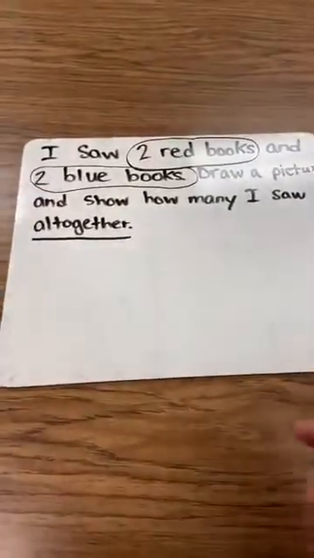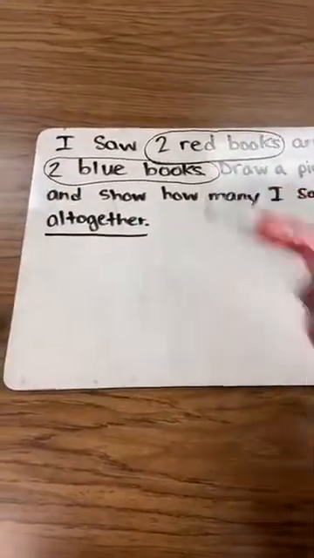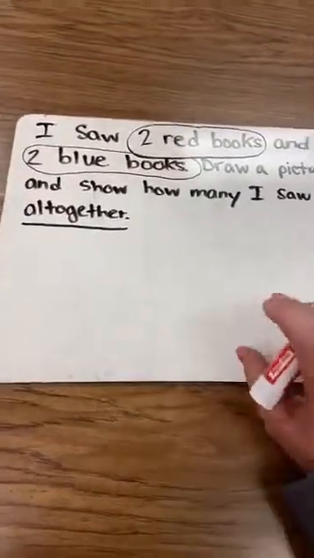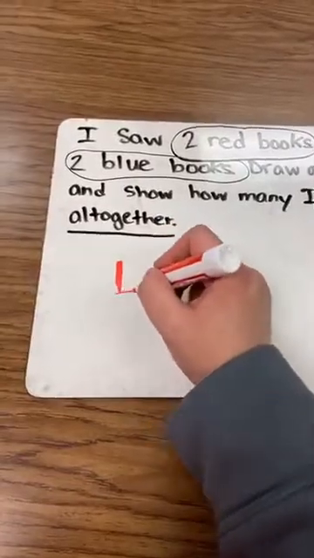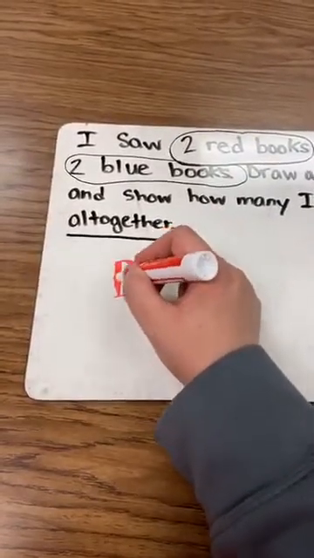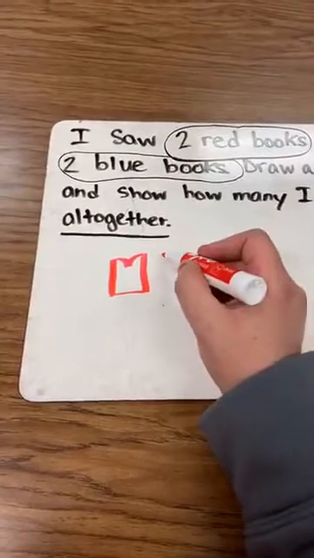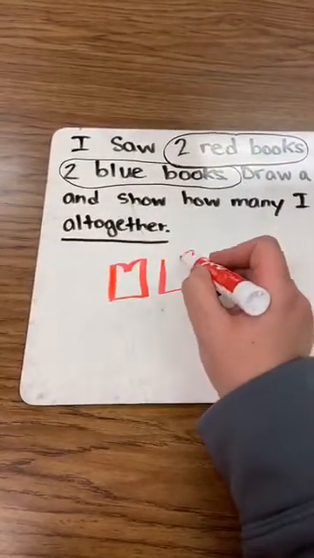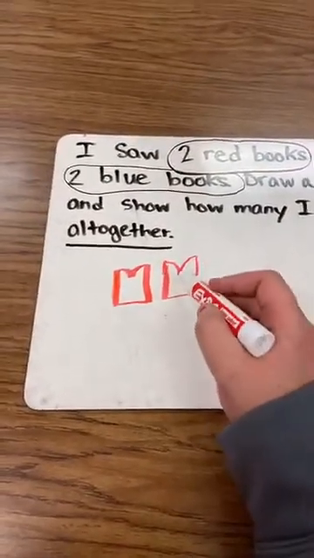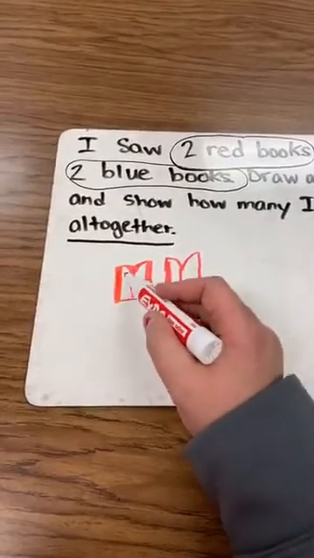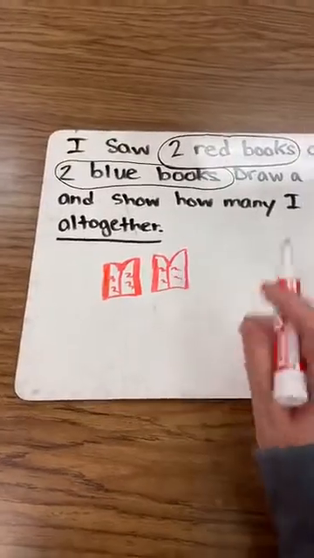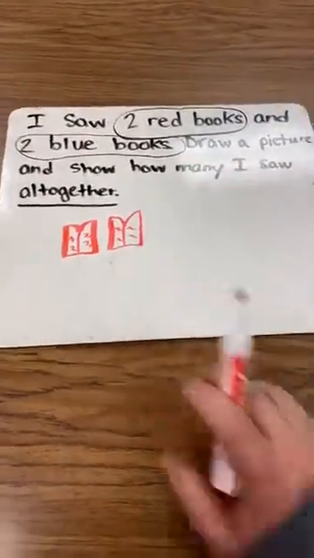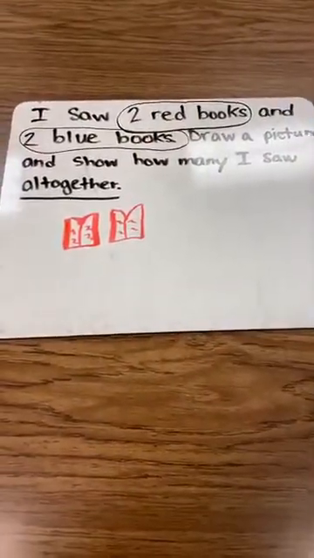How many red books did I see, everybody? 2. You're right. I saw 2 red books. So I'm going to draw 2 red books right here. There's my first red book, and here is my second book. Now we'll put some lines in here. There's my words on my page. All right, so I saw 2 red books, right? Because I circled that, so I know I saw 2 red books.